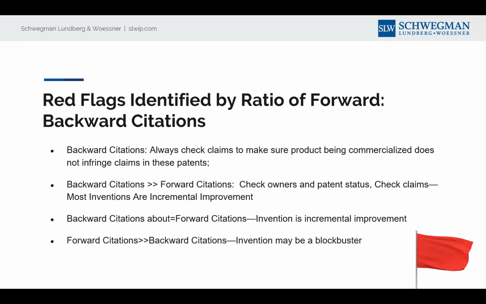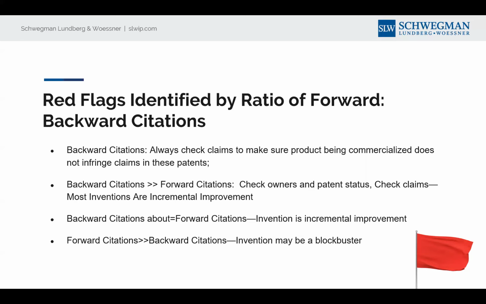If you've got a situation where backward citations are about equal to forward citations, here your invention can be considered to be an incremental improvement. This is what the patent system was really designed to protect. And most of the patent applications that I've prosecuted over the years have fallen into this group. And then the other group, which we'll mainly be discussing today, is one where forward citations greatly exceed backward citations. And in this case, the invention may be a blockbuster.